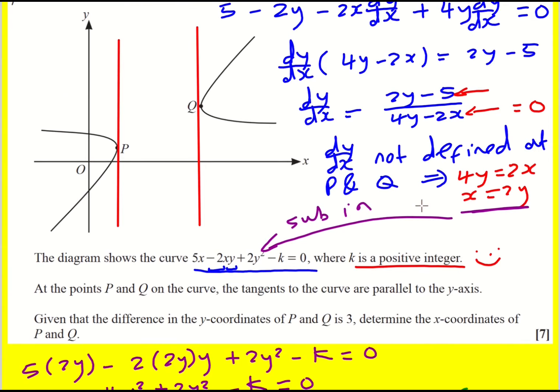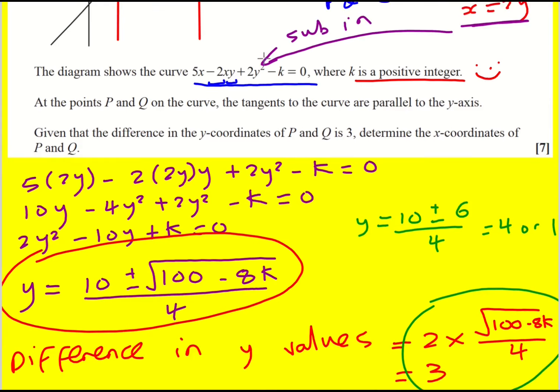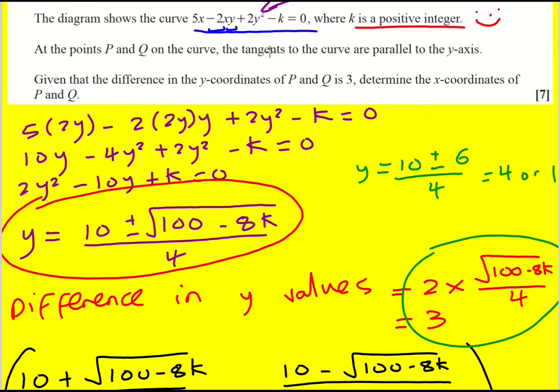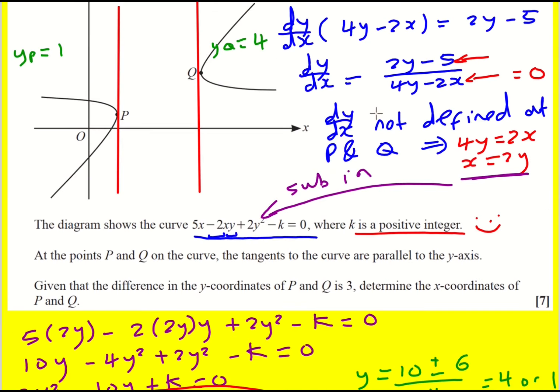And we're nearly there. So yP is going to be the smaller, is going to be 1, and yQ is going to be 4. And now I can use that condition. I don't need to sub it all back into the original with k or anything. But I know that x is 2y. So xQ is going to be 8, and xP is going to be 2. And so finally, we were asked for the x coordinates. Actually, that's all we need.